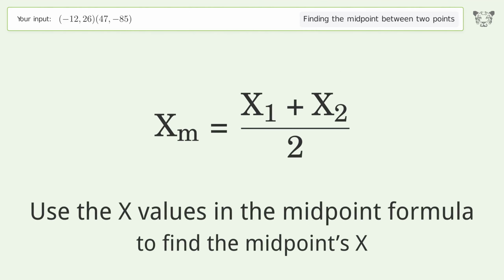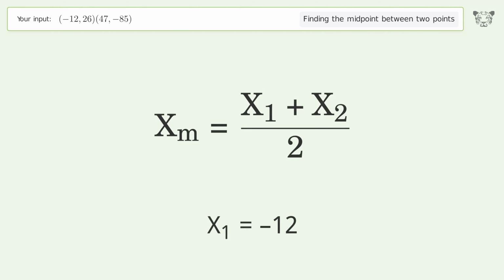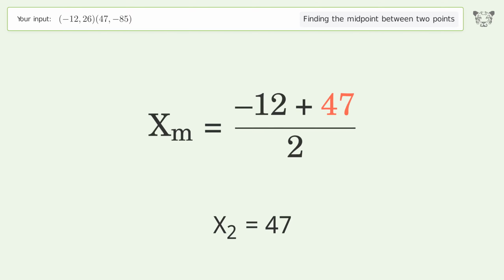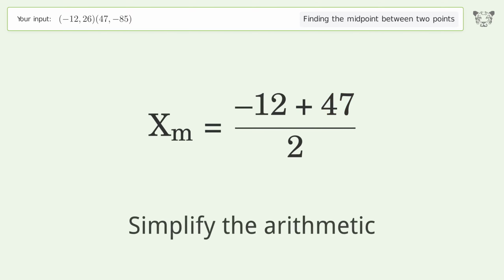Use the x values in the midpoint formula to find the midpoint's x. x1 equals negative 12. x2 equals 47. Simplify the arithmetic.